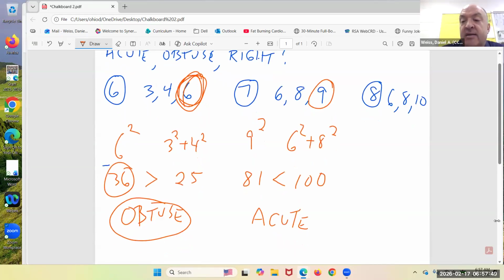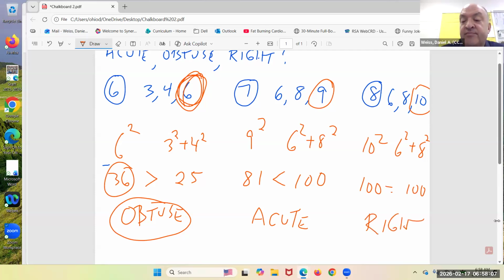Over here, 10. What's 10 squared? 10 squared is 100. What's 6 squared plus 8 squared? 100. It's equal, so it's a right triangle. That's all you got to do.